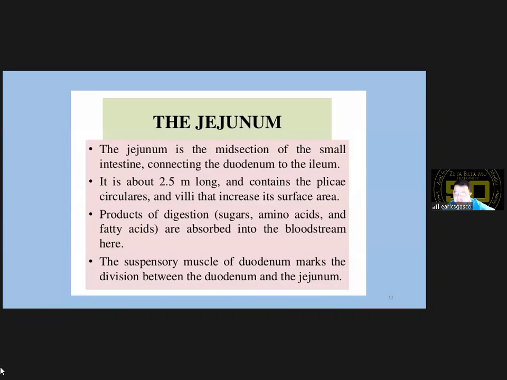Next is the jejunum. The jejunum is the midsection of the small intestine connecting the duodenum to the ileum. It is about 2.5 meters long, ganun kahaba, no? And contains the plicae circulares and the villi that increase its surface area. Products of digestion are also absorbed into the bloodstream here. Sugars, amino acids, fatty acids are absorbed in this area. Again, the suspensory muscle of the duodenum marks the division between the duodenum and the jejunum, the ligament of Treitz.